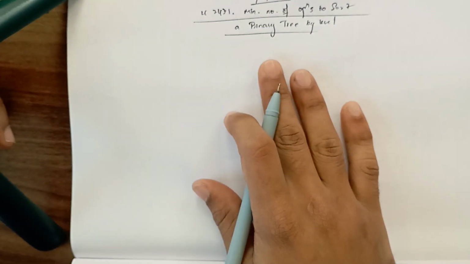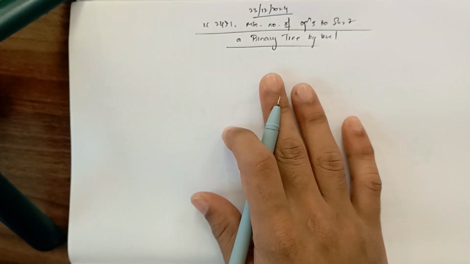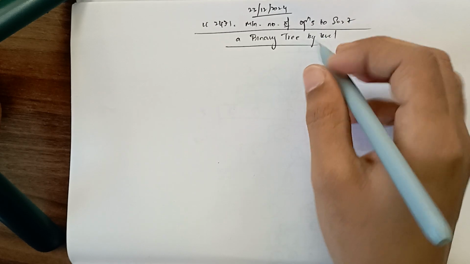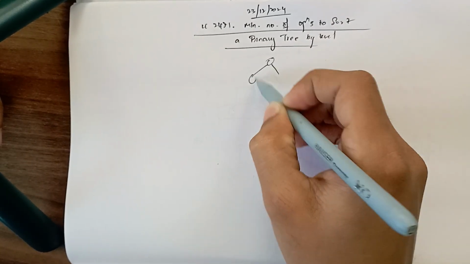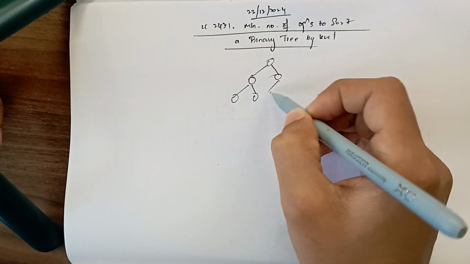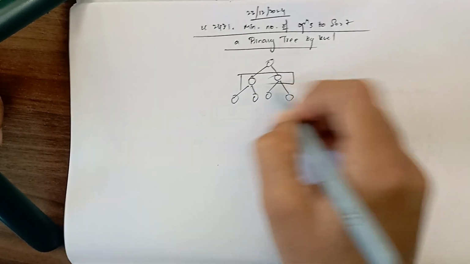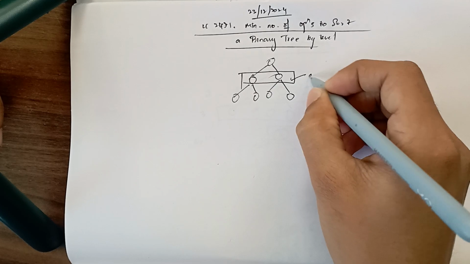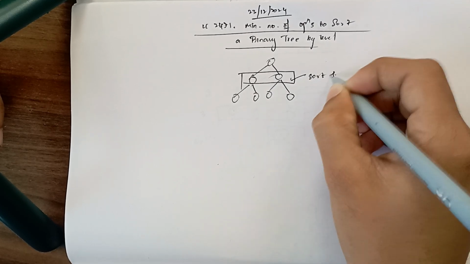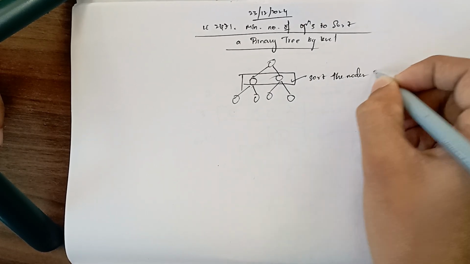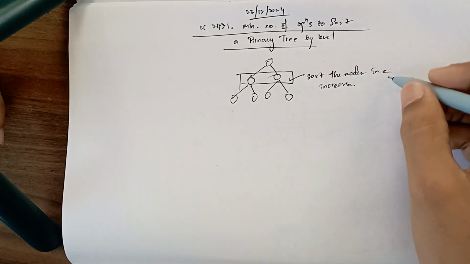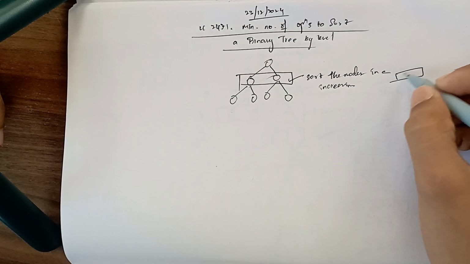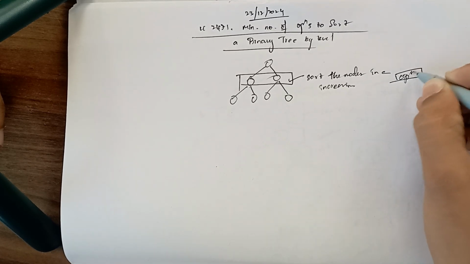Hello everyone. Let us now discuss LeetCode question number 2471, Minimum Number of Operations to Sort a Binary Tree by Level. Here we are given a binary tree. The task is, for every level, sort the nodes in increasing order and store that in the operations.